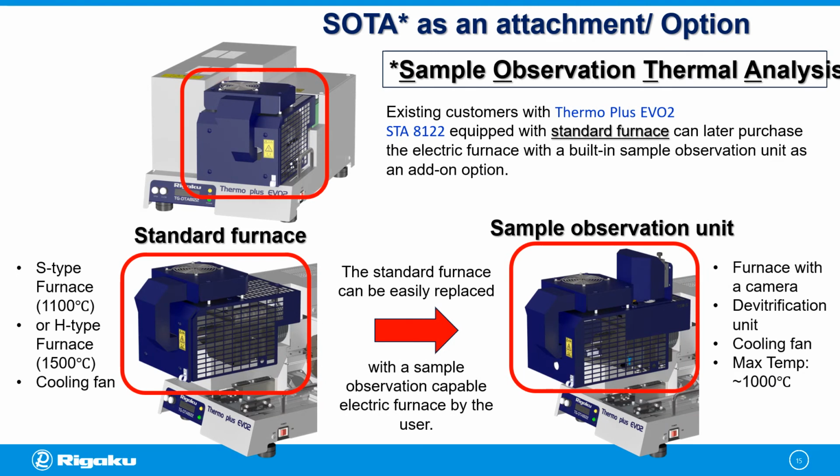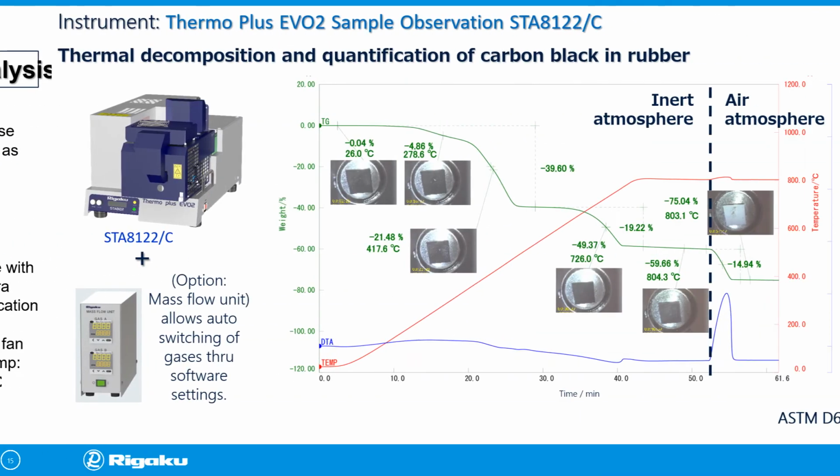Before we move on to our next application, I would like to introduce to you our sample observation attachment. Existing customers with a Thermoplast EVO2 STA8122 equipped with a standard furnace can later purchase the electric furnace with a built-in sample observation unit as an add-on option. With this attachment, the user can easily replace the standard furnace with a sample observation unit.